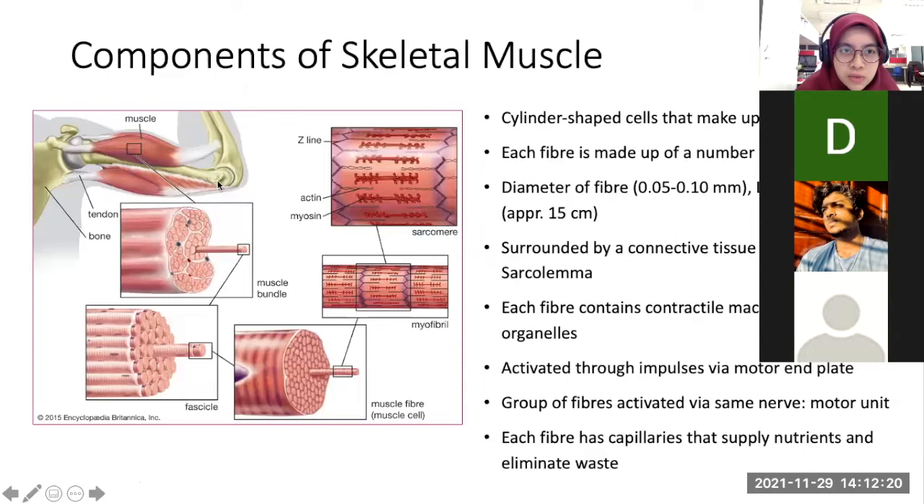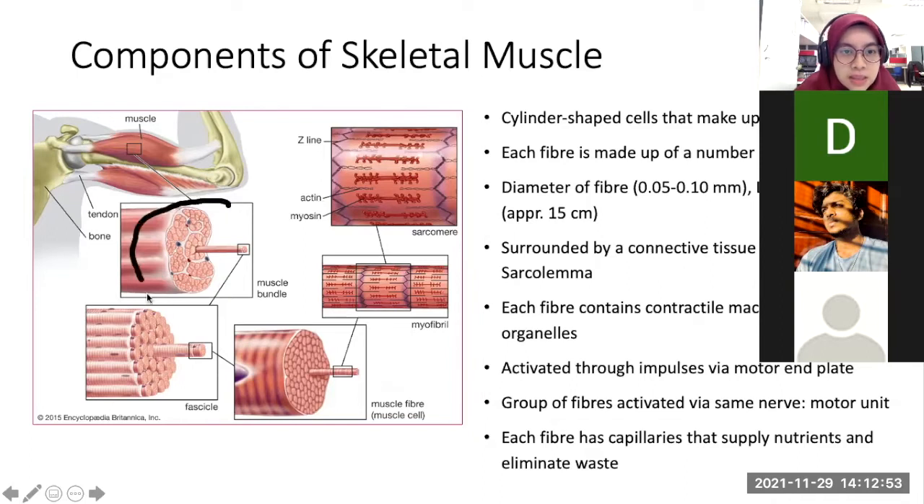Okay, let's look into the components of skeletal muscle for us to understand the physiology of muscles, all right? So if we zoom in, this is the muscles within our hands, all right? So this is the tendon that actually connects our muscle with our bone. Okay, so within this cross-section area, these are the muscle bundle. Okay, this whole thing over here is the muscle bundle. Let me annotate this.